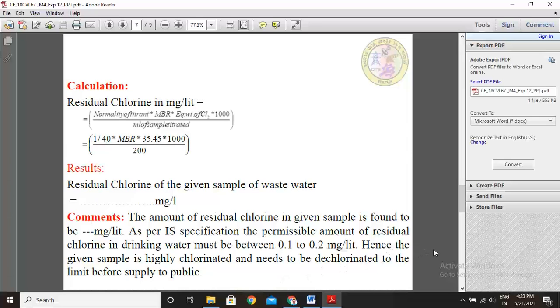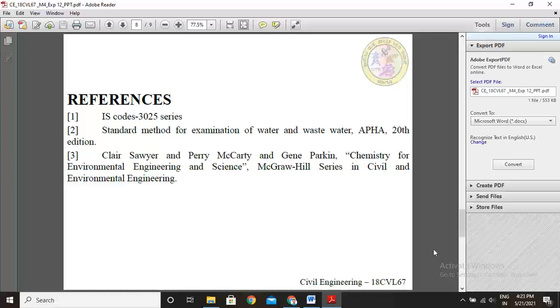These are the references referred to for conducting this experiment and studying this subject in detail. So these references are referred.